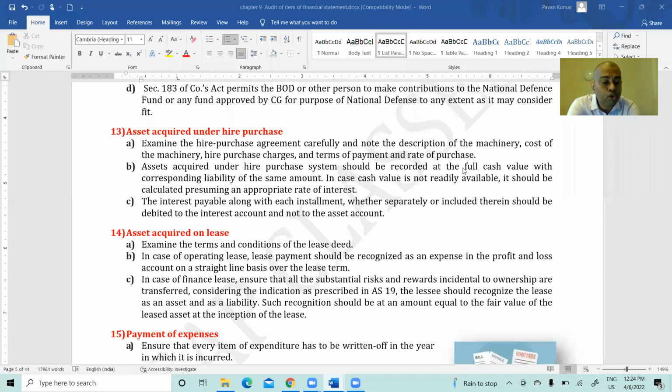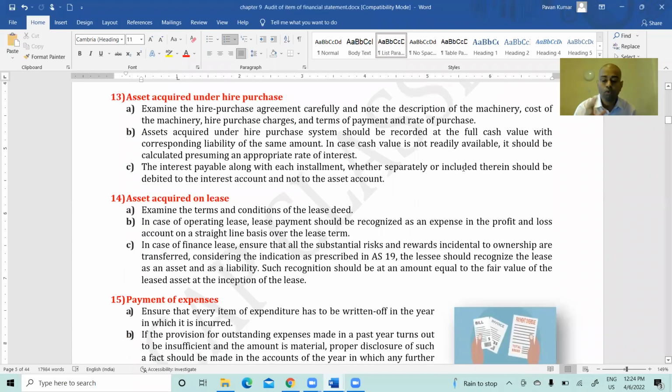Before the break, we have seen up to question number 14. I hope you have read question number 13 and 14. If you have not yet read, I'll give you just 1 minute of time to complete these two. Assets under hire purchase system: you might have read how to account for transactions when you buy anything on hire purchase, when you sell, everything you have studied in group 1 accounting. Leasing you have studied in group 2, accounting standard 19. So those two are questions 13 and 14.